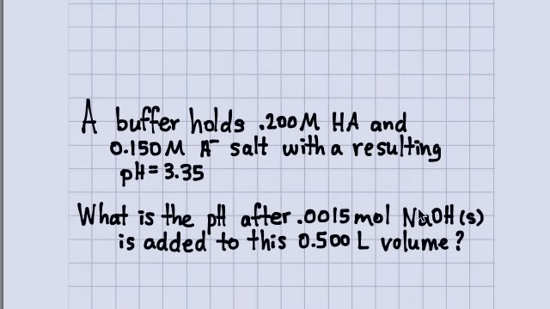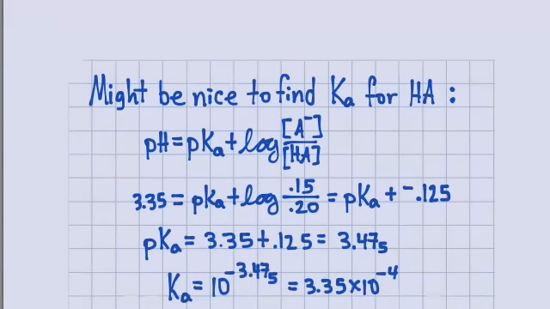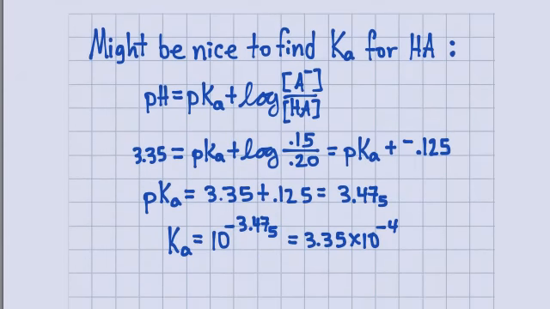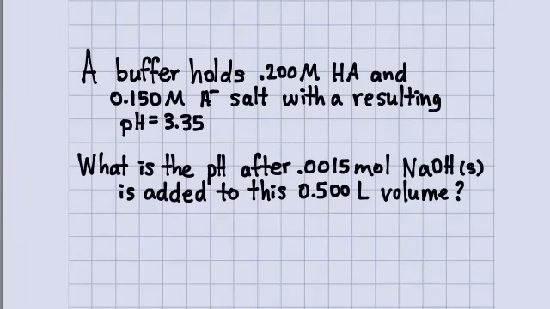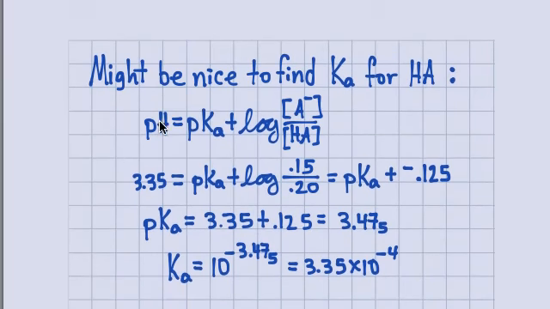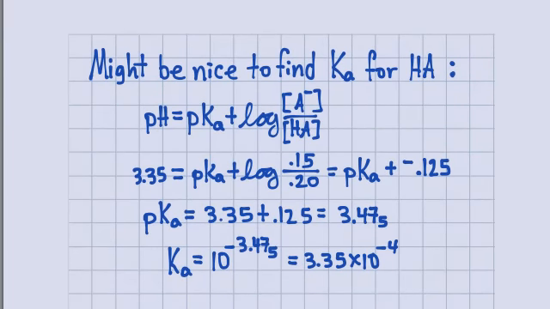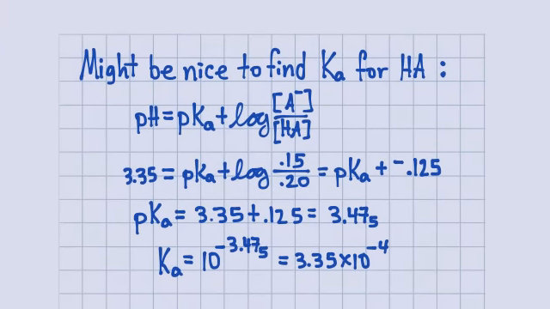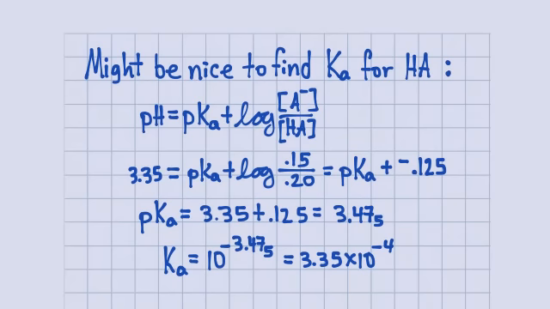All right, so what in the world is happening? I have HA, I have A minus. Let me write out an equation for that. If I know the amount of acid and its conjugate base and the pH, shouldn't I be able to go to the Henderson-Hasselbalch equation, or not even, just use that old-fashioned definition, and find the Ka value?